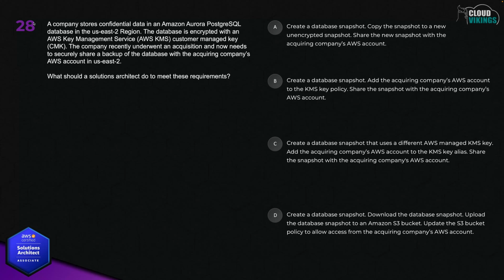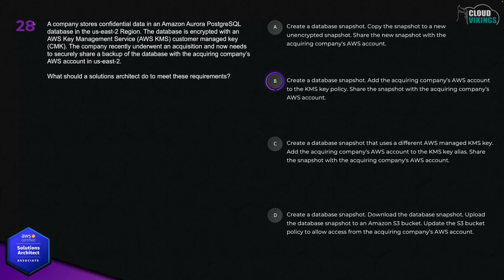C. Create a database snapshot that uses a different AWS managed KMS key. Add the acquiring company's AWS account to the KMS key alias. Share the snapshot with the acquiring company's AWS account. D. Create a database snapshot. Download the database snapshot. Upload the database snapshot to an Amazon S3 bucket. Update the S3 bucket policy to allow access from the acquiring company's AWS account.